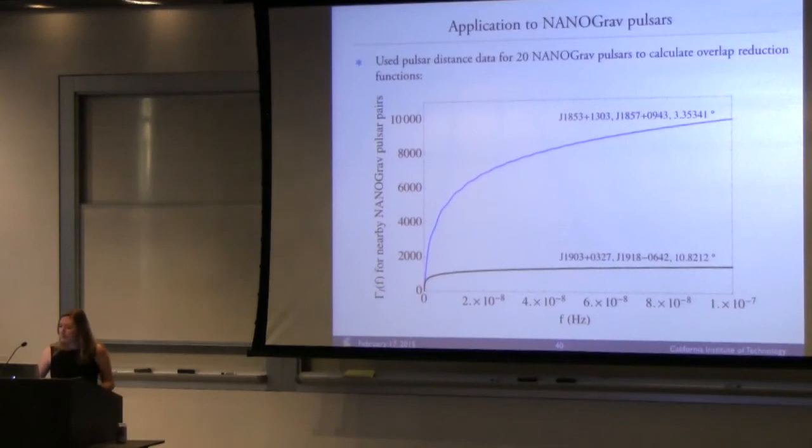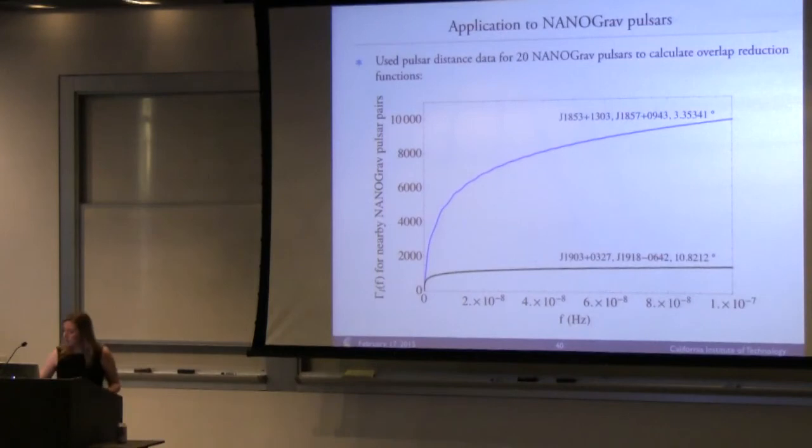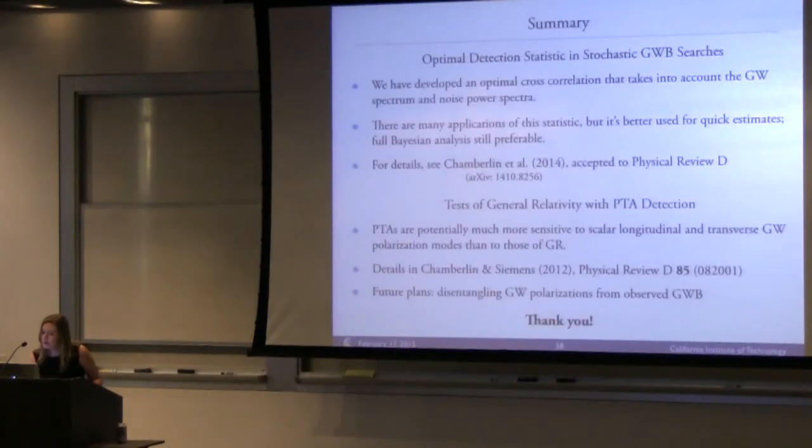But the point here is that when we look at these pulsars that are separated by very small angular separations, we have this huge increase in this function. What that tells us is that a pulsar timing array can be much, much more sensitive to this. So I'm just going to go ahead and wrap up.